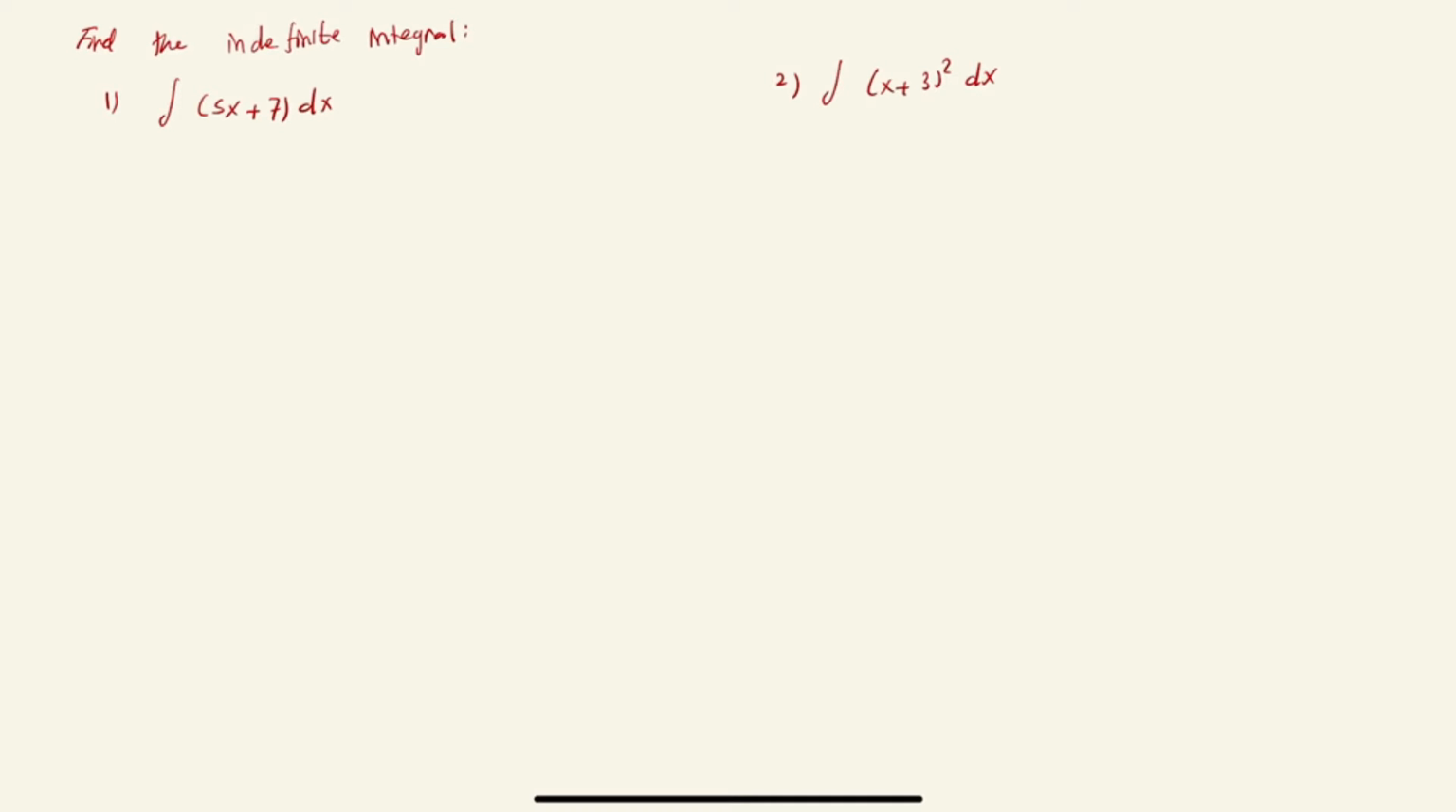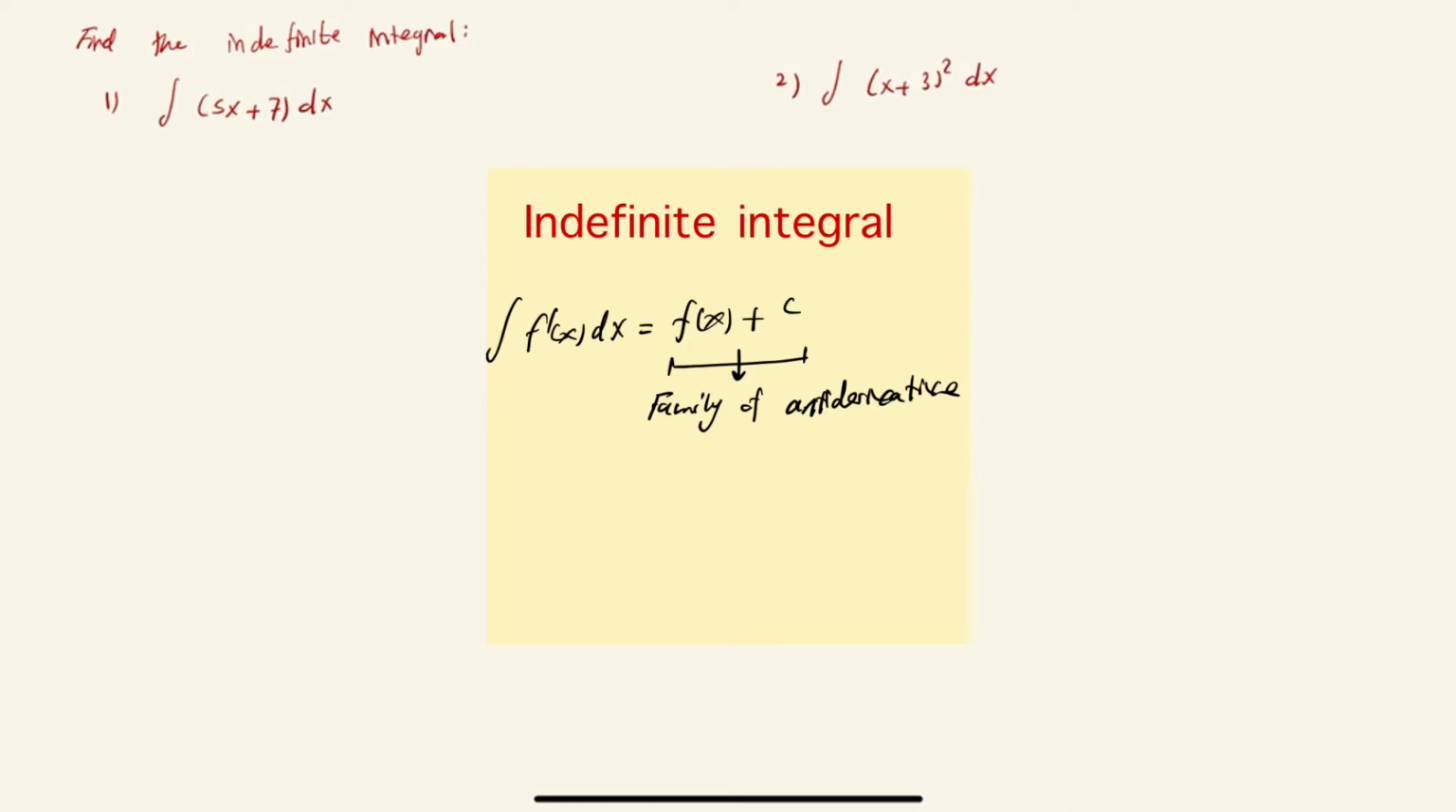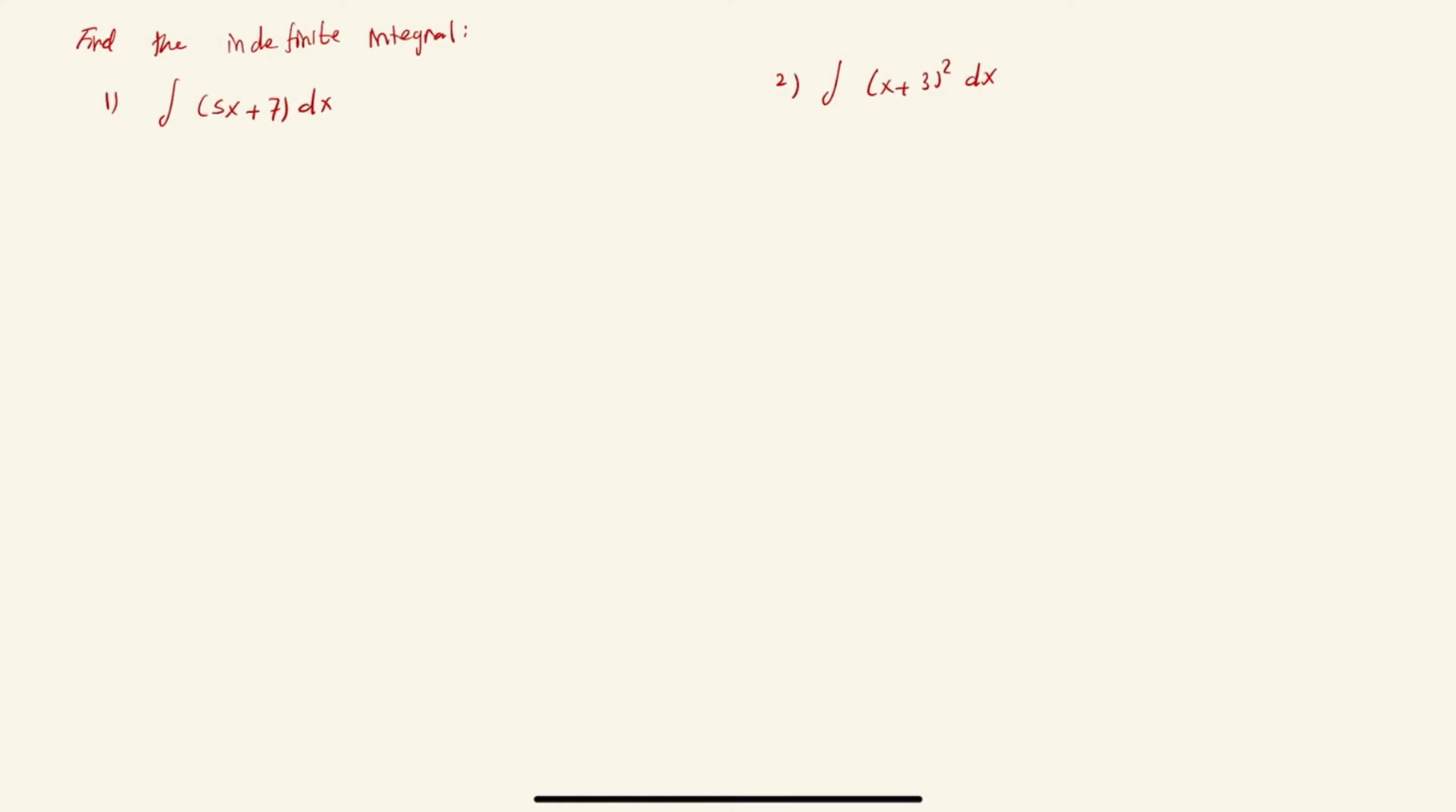Here, find the indefinite integral. Notice that when we take the indefinite integral, it's going to be f of x plus c. So the antiderivative and then plus c, and that's called the family of antiderivatives. So let's move to part A.